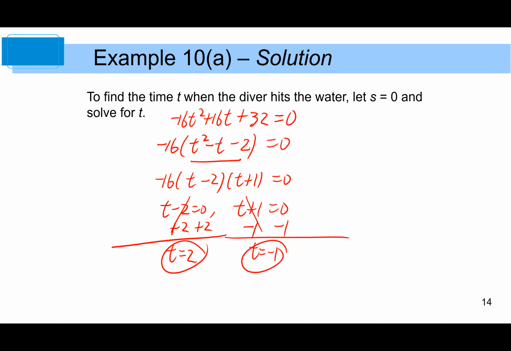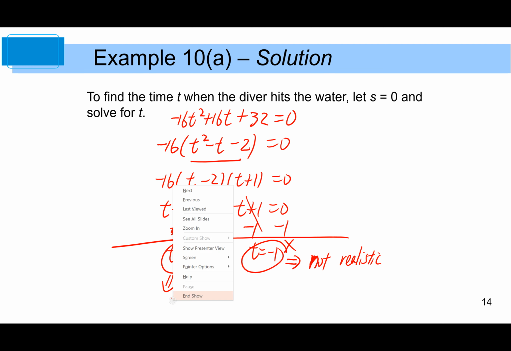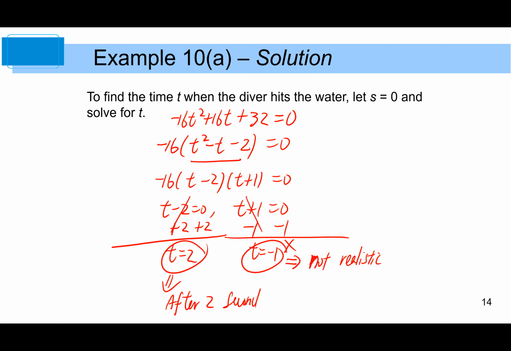Time t equals -1 is not a realistic answer. We don't know what -1 second means, so it must be excluded. We get rid of this. So time t equals 2, meaning after 2 seconds the diver will hit the water.